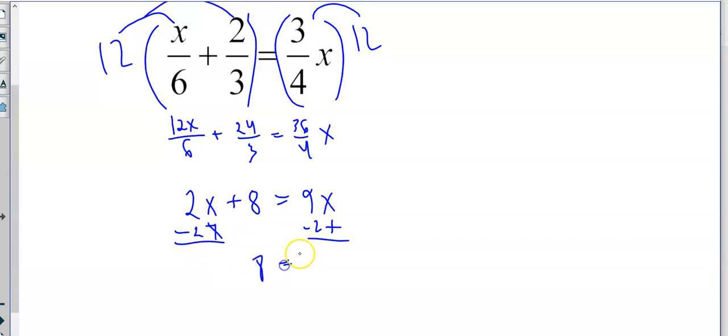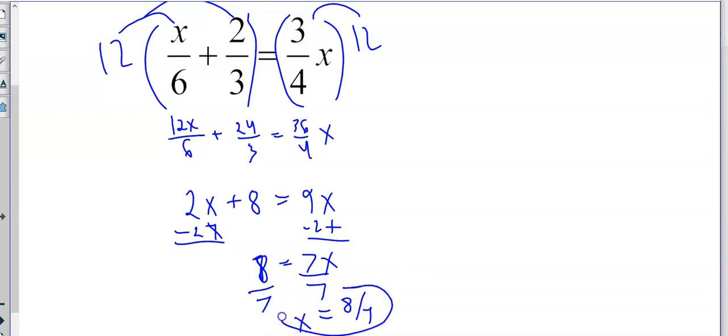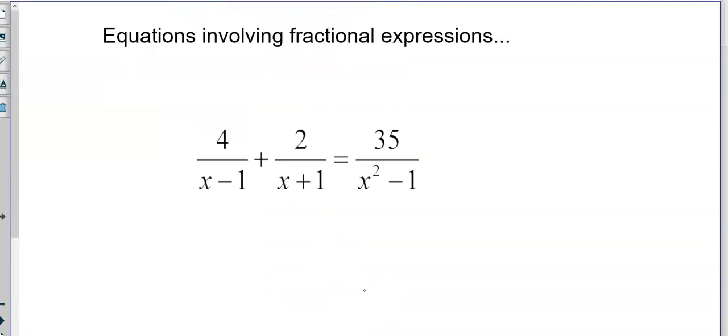Get 8 equals 7x. Divide by 7, divide by 7, x equals 8/7. You can always check that by plugging it in, make sure it works.